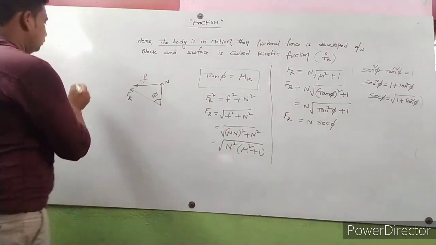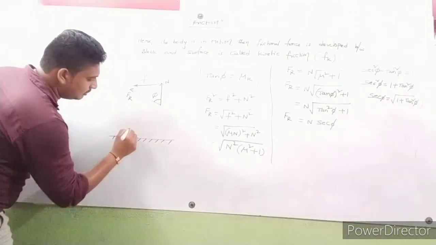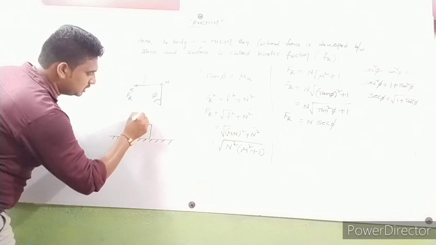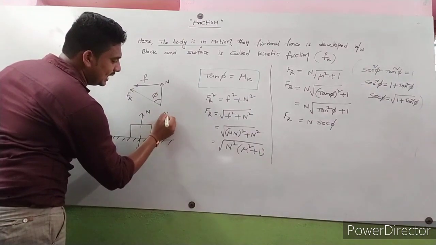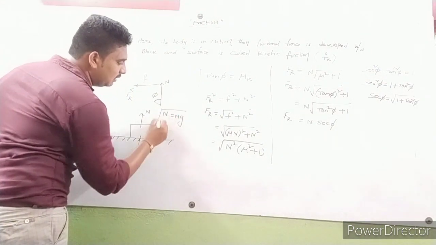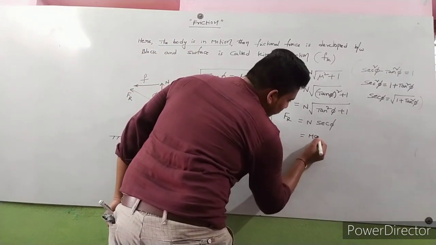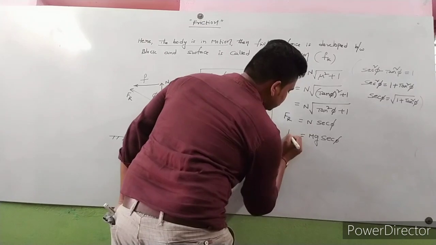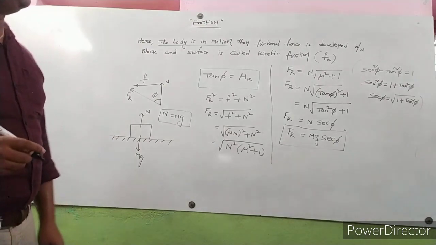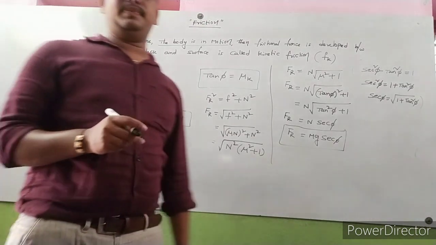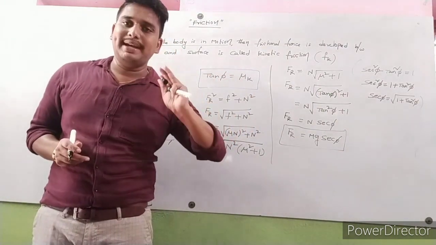Here from this diagram, which you already know, I initially drew one diagram. This is the normal force N, and this is the weight mg acting like this. So from this, N is equal to mg, or not? So the normal force N is equal to mg. Substituting here, the resultant force FR is equal to mg secant φ. So this is the resultant force that acts on the block when the block is in motion.